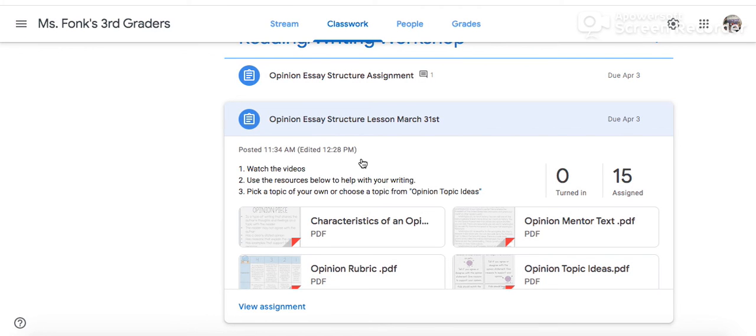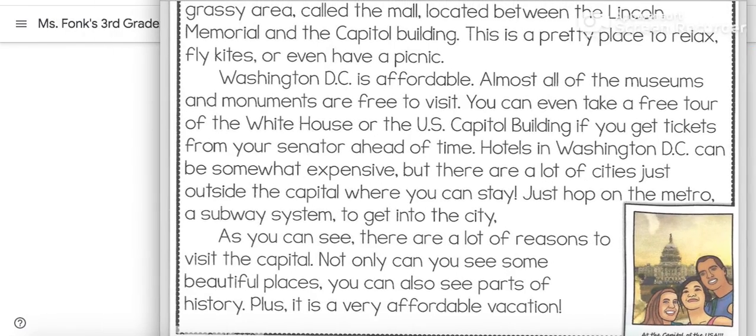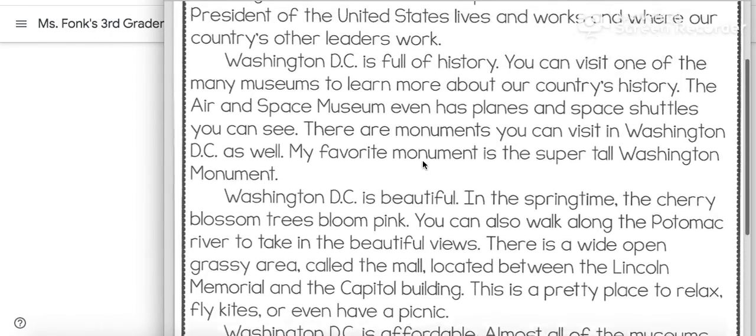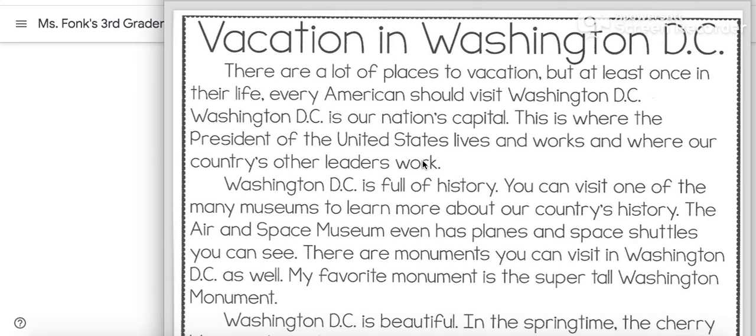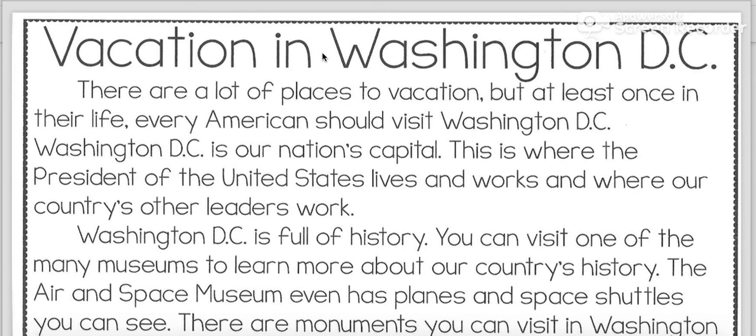Alrighty, so let's go back. Let's take a look at our mentor text. So that is this Vacation in Washington, D.C. piece. Okay, so this is a finished opinion essay, and we're going to use it to help us understand the structure of what an opinion essay should have.